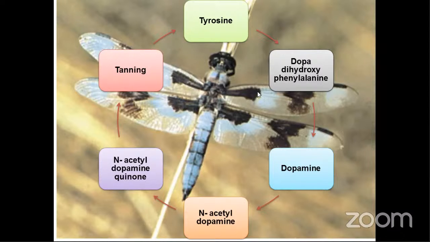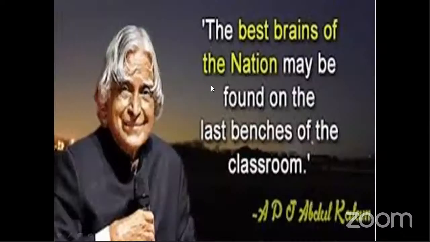This is a continuous process. From tyrosine, it produces dopa, dihydroxyphenylalanine. It enters into dopamine. From dopamine, N-acetyl dopamine is produced. From this, N-acetyl dopamine quinone is formed. Finally tanning takes place with the help of Bursicon. So that's all about today's lecture.